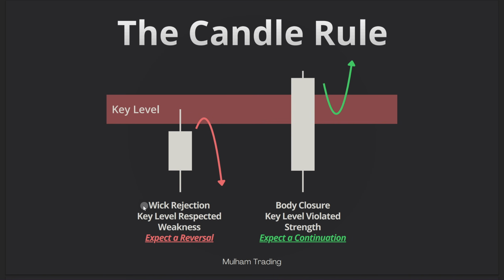This one, a wick rejection, means that the key level is respected, and that tells you that there is a weakness here. So in this case, since we are pushing lower, there is weakness here. We can see that price is not able to go above the key level. That is the first sign that we might see a respect to this level, and we might see a reversal. So rejecting by a wick means potential reversal.